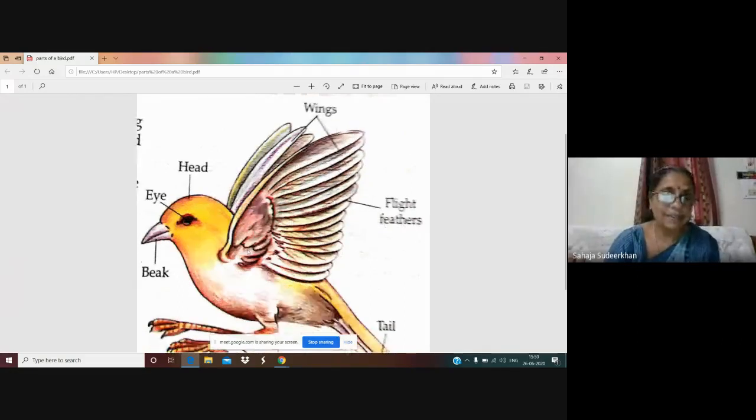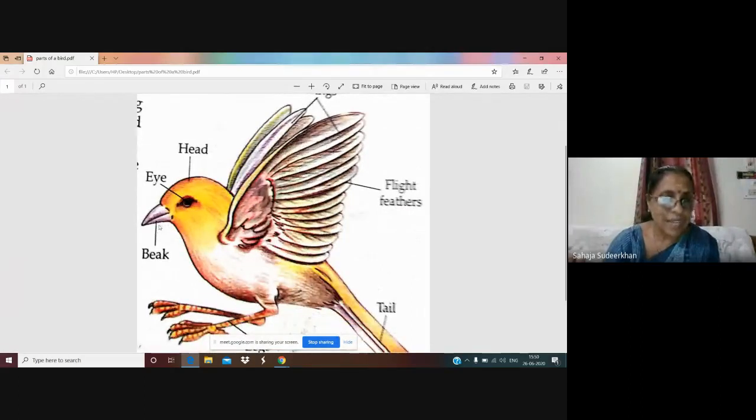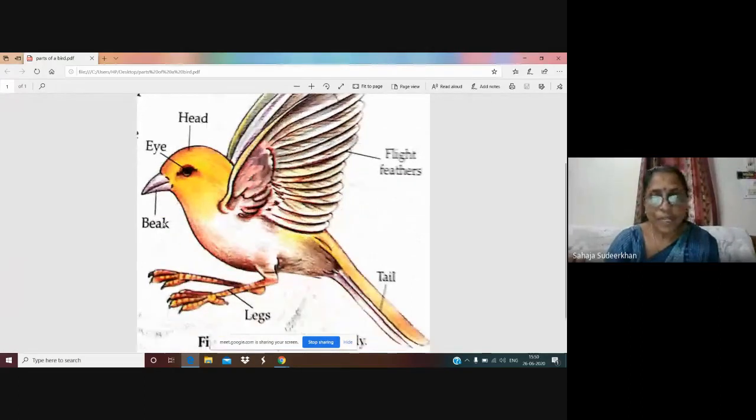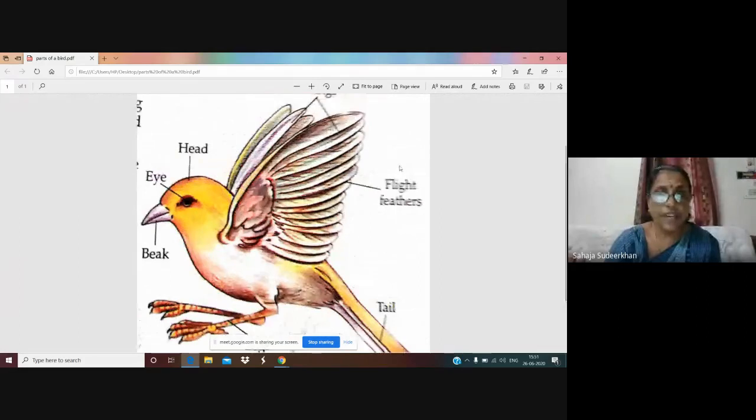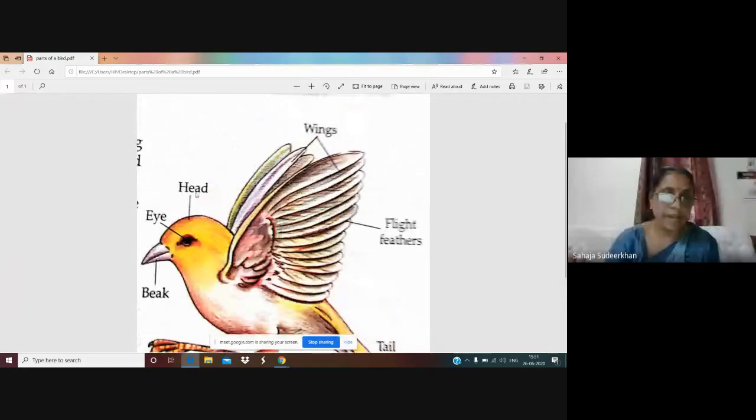Now, head, eye, this is the beak, tail, leg, and claw. This one is the claw. I told you yesterday also, if we have nails, these birds have claws. Okay, these are the claws. Claw, leg, tail, flight feathers, wings. How many wings? Two wings. Eye, head. This is the head part. Now beak. Do you understand the body parts of a bird? Okay, very good, children.